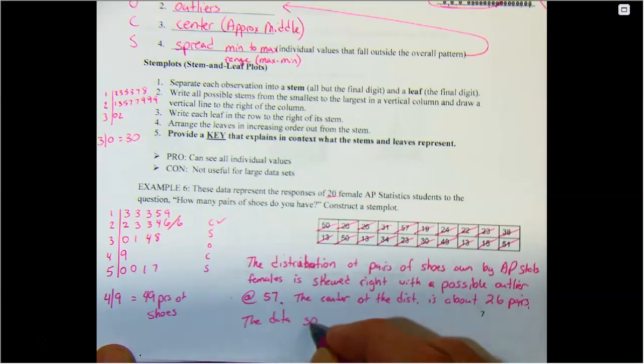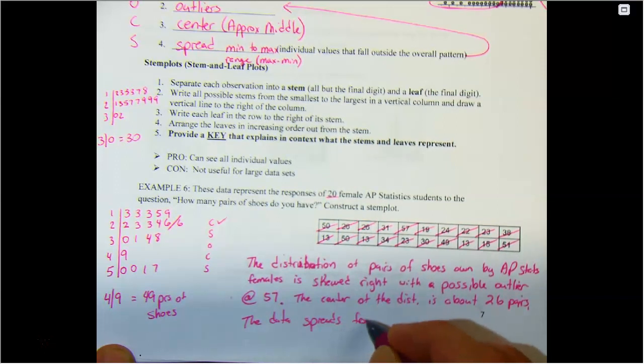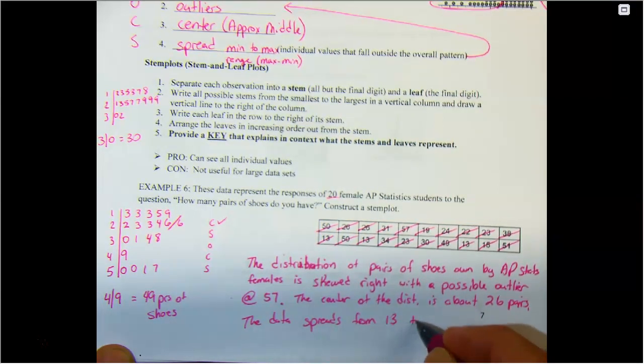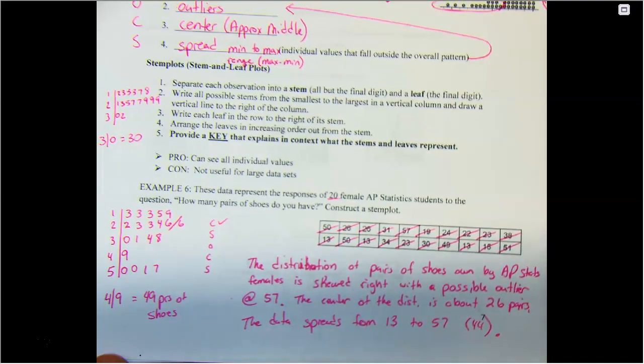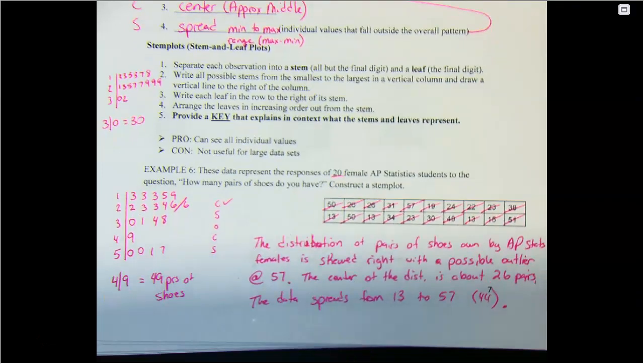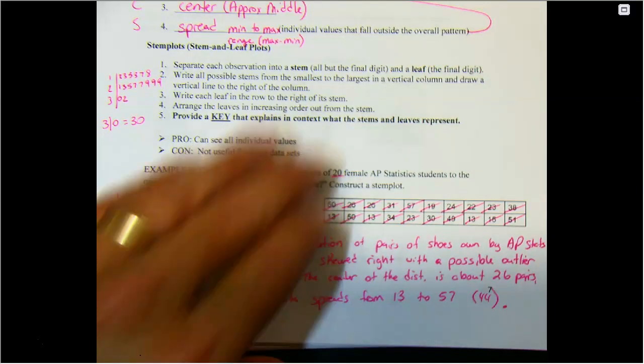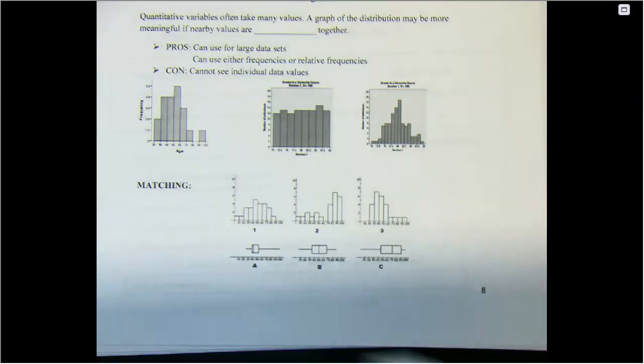The data spreads from 13 to 57, or 44. Okay. So that was it. We conquered what this style of problem might be: we created a stem and leaf plot and we had to describe the distribution. So again, that's where we want to end up. Okay. There is another stem plot question on the next page, so we're going to conquer that one real fast.